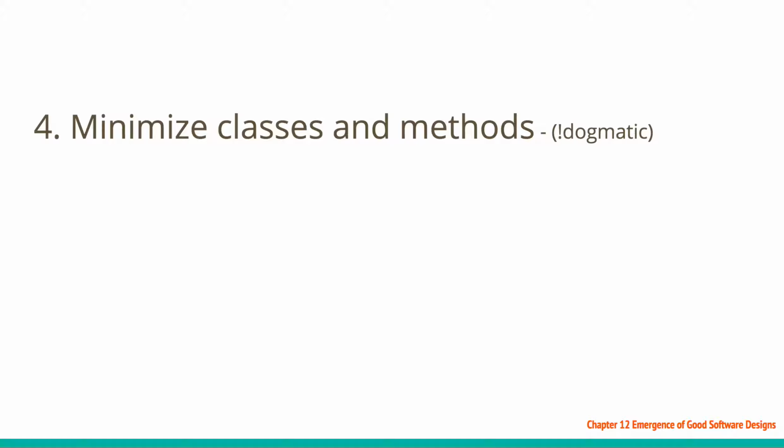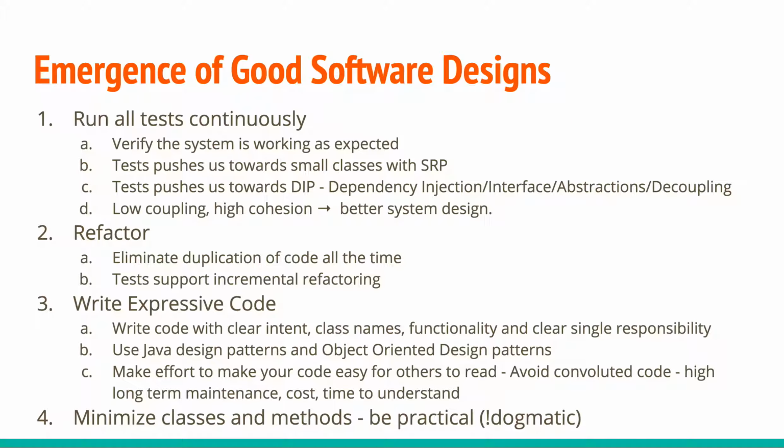The final fourth principle in this chapter is to minimize the bloat of classes and method names. But don't be dogmatic about a fixed number of methods or a fixed number of classes. That's not the way. Be practical, but as much as possible minimize your bloat over time and maximize for high cohesion, so that it's easy to test, it's easy for changes to evolve, and multiple other reasons. But these are the four key summary points that I took out of this chapter.